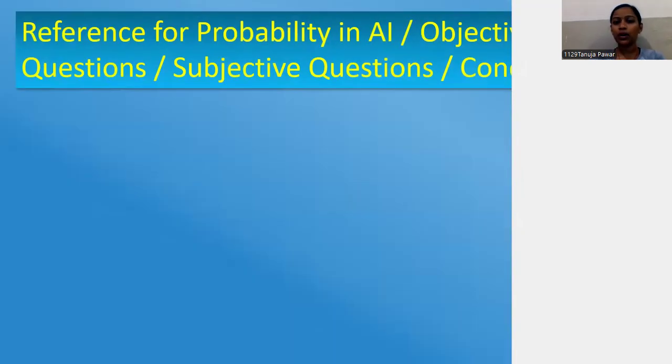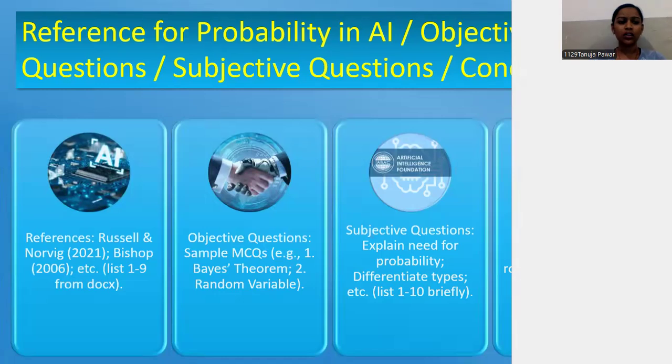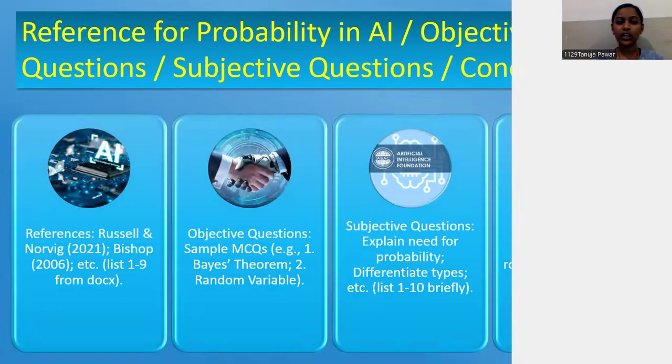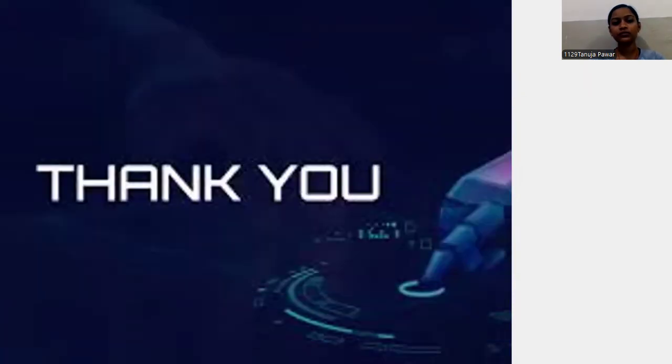The reference for probability in AI is Russell and Norvig, 2021. Then the objective questions: sample MCQs like Bayes theorem, random variables. Subjective questions like explain the need for probability, differentiate types, etc. Thank you.